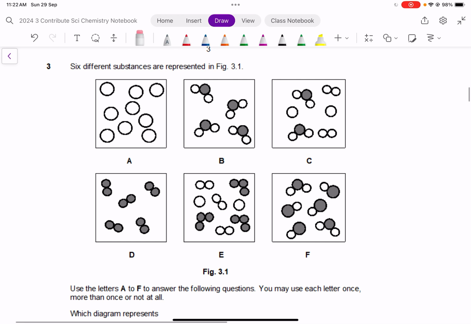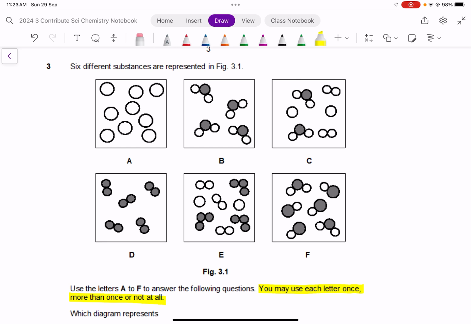You are shown diagrams of particles in 6 different substances. So now we use the letters A to F to answer the questions. Please take note, for such questions in your exam, you may use each letter once, more than once, or not at all. So there will be certain letters that are repeated in your answers. There may also be letters which are totally not used after answering all the questions. So please be mindful of this.